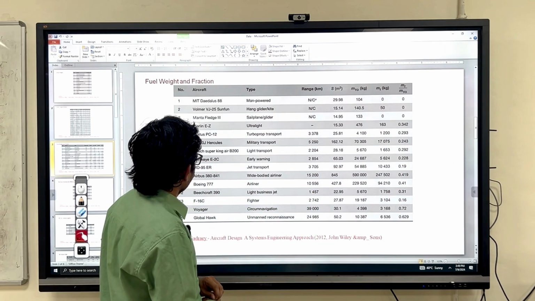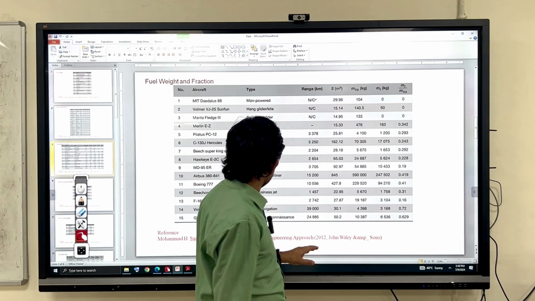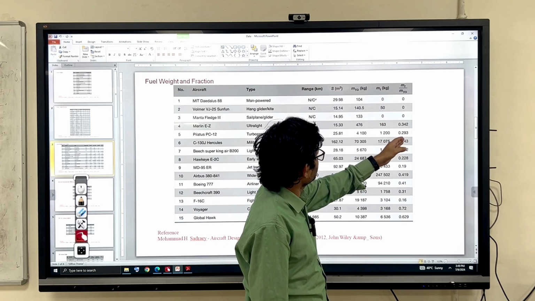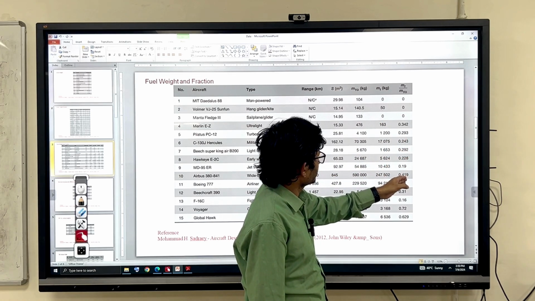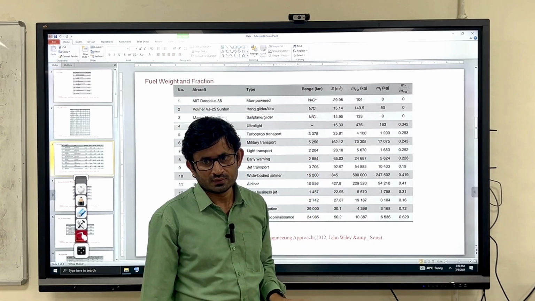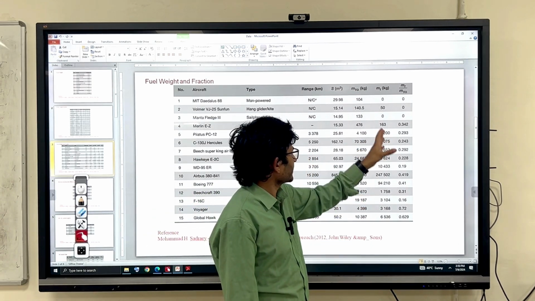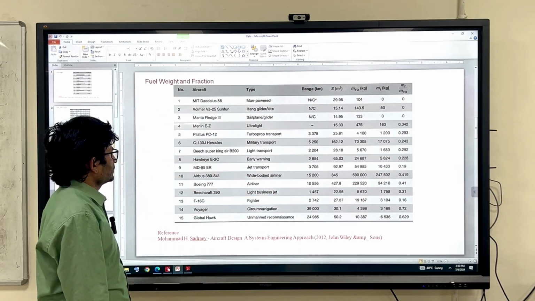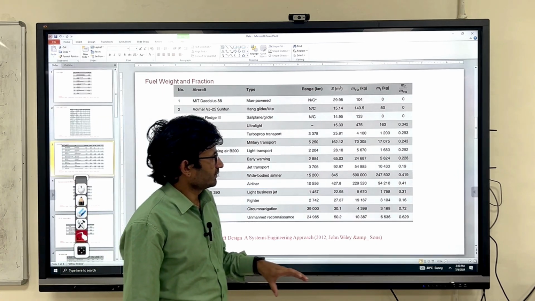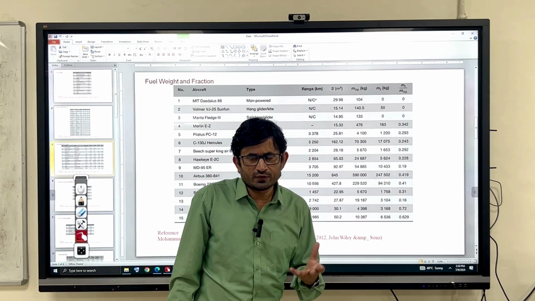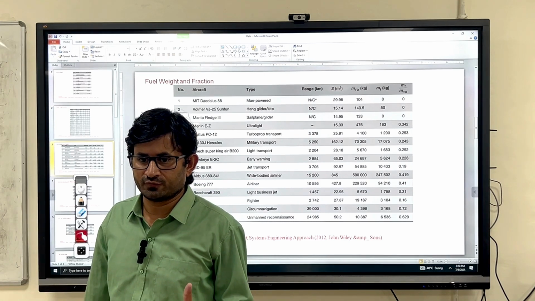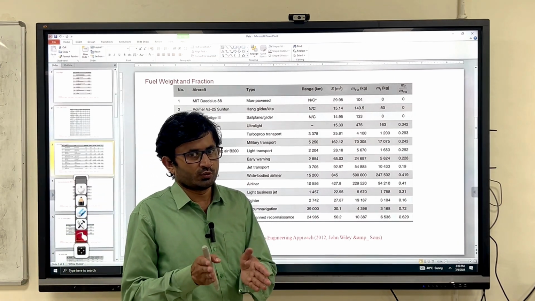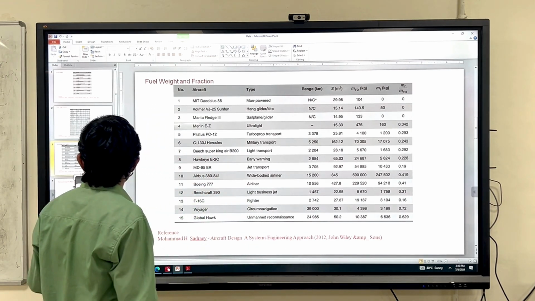The typical value is around 0.3 to 0.4, depending upon the category of aircraft, this value is changing. So again, you can get some idea when you calculate the fuel weight fraction from the requirement. Then you have an idea whether you are going in the right direction or wrong direction based on historical data.